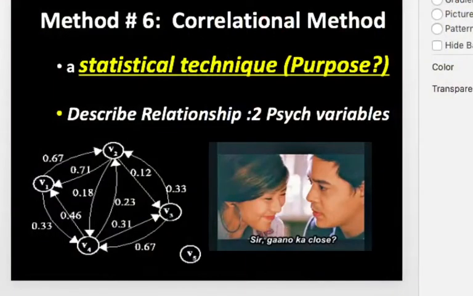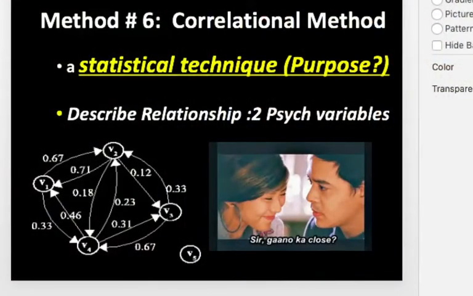Pero ano ba ang purpose ng correlation method? Why do we use this in the first place? To describe the relationship between two psychological variables. So, in this kind of research, meron kang dalawang psychological variables na gusto mong pag-aralan. At least two. Although yung mga complex na correlational method, you can have 3 or 4 or 5. The most basic level in using correlation method, meron ka lang dalawang psychological variable.